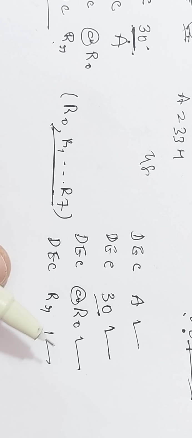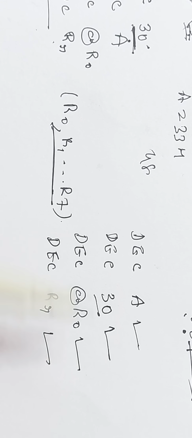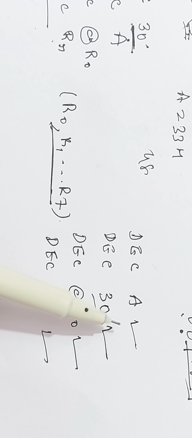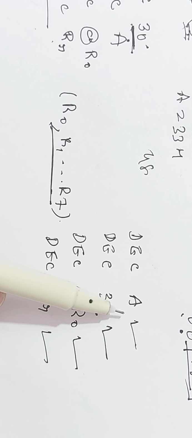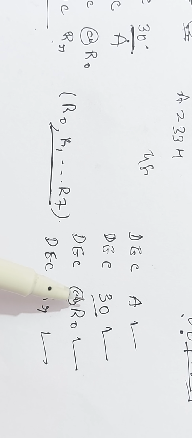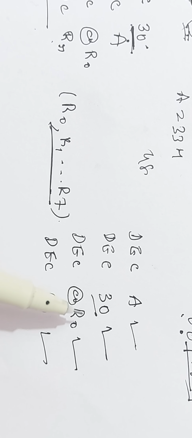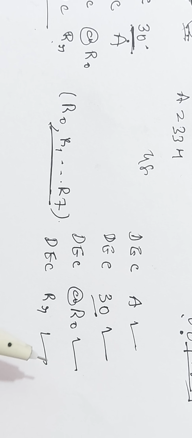So these are all the instructions. Decrement A decreases the content of A by 1. Decrement 30 decreases the content present in the direct RAM location 30. Decrement @R0 decreases the data present in the address specified by the register R0.